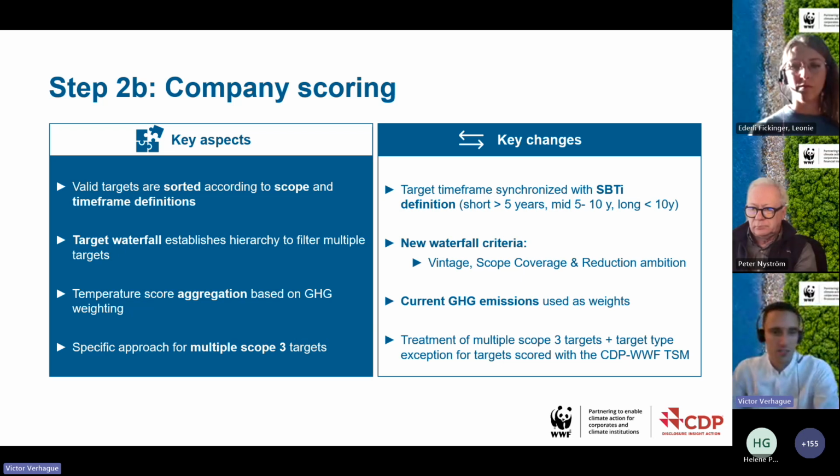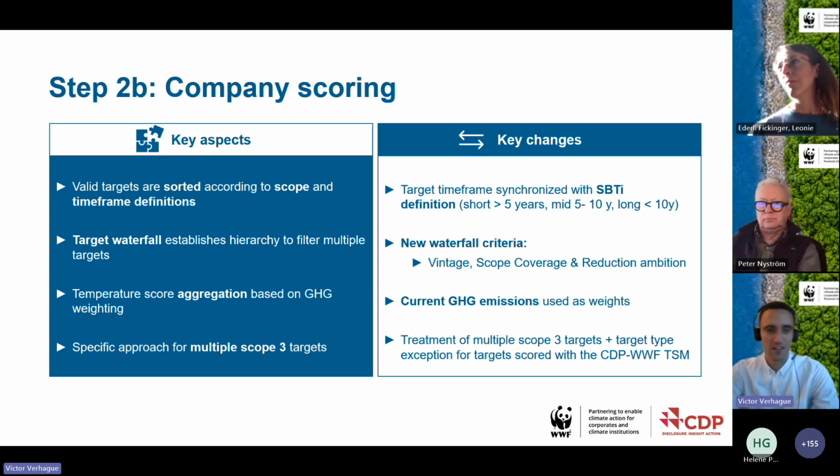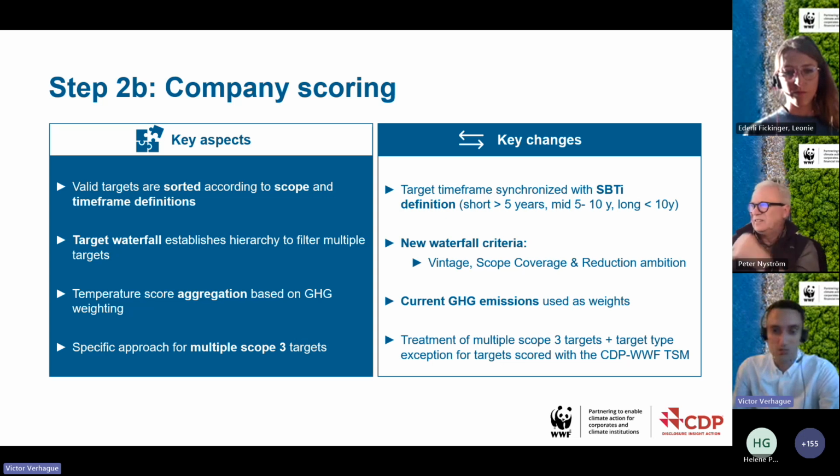Another one of the key changes addressed by this new version is the target selection waterfall. We added a couple of additional criteria, and we changed the waterfall's hierarchy. Essentially, CDP and WWF had been implementing the previous waterfall for a number of years, and we had both come to the conclusion that it was not fully exhaustive nor mutually exclusive, which meant that you could typically end up with different targets, like several targets left at the end of the filtering process. So we decided to improve it to arrive at something that is a bit more functional and also fairer.